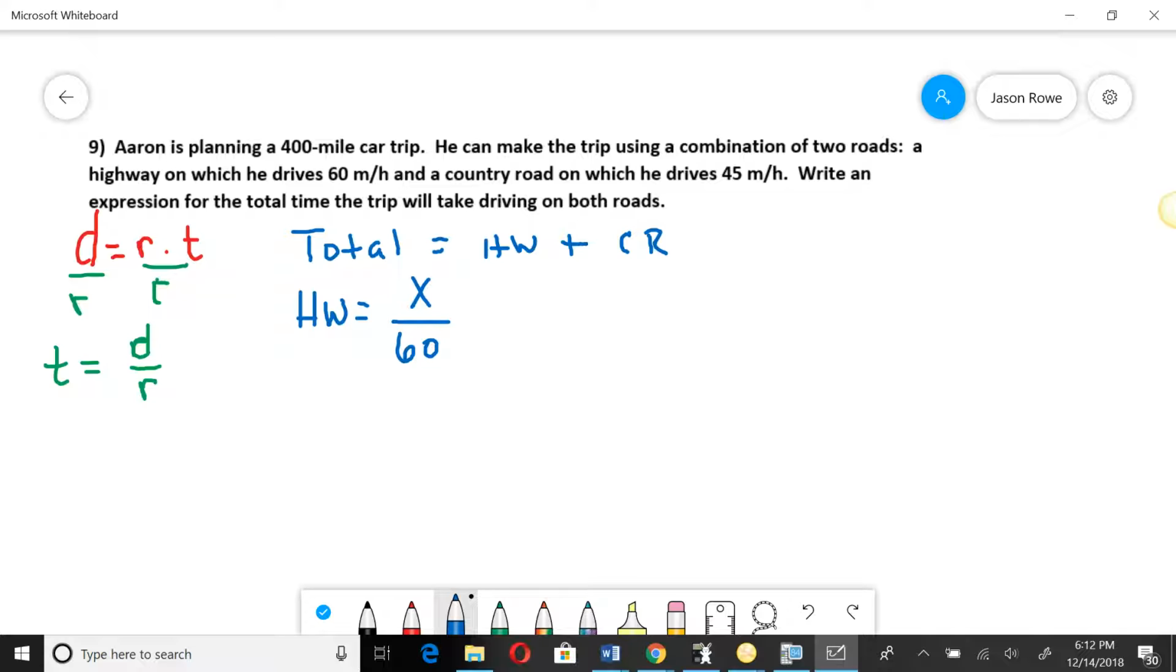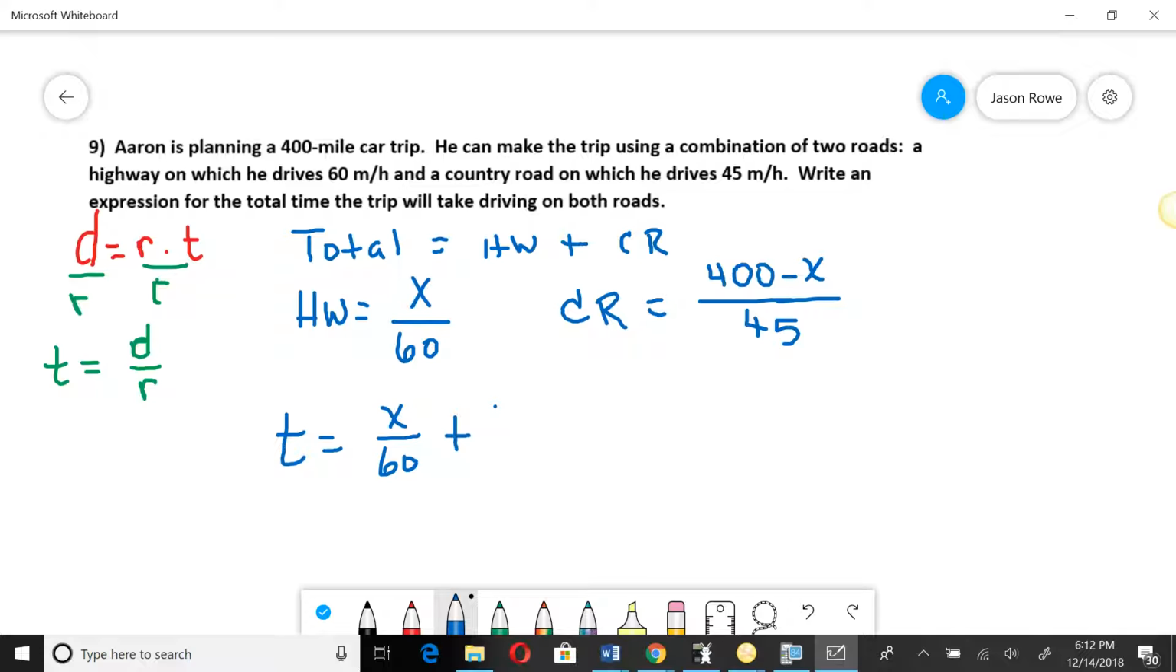So that's the highway. For the country road, well, what's our distance on the country road? Well, the total distance is 400 miles. So the distance for the country road would be 400 minus the miles we drove on the highway, and our rate would be 45 miles an hour. So our time will be X over 60 plus 400 minus X divided by 45.